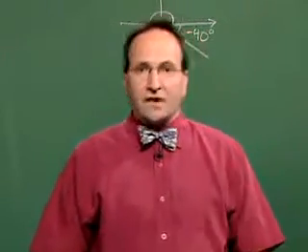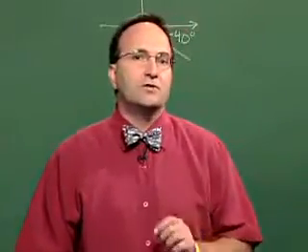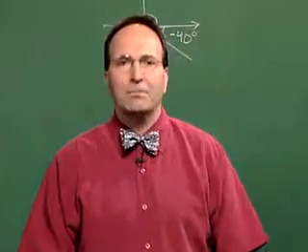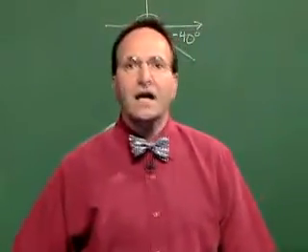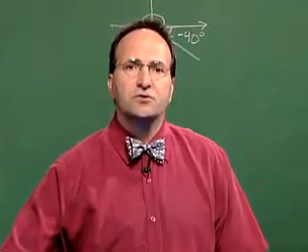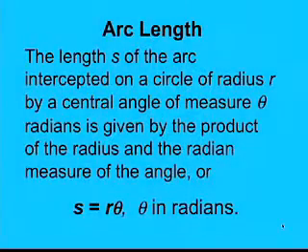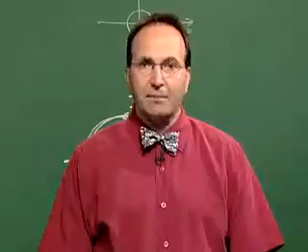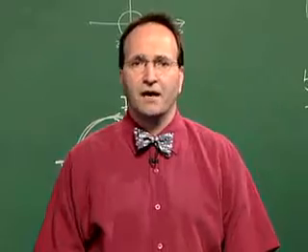All right, the next thing we're going to discuss is finding arc length, and that'll lead to solutions of all types for very interesting application problems. First, we will define arc length and then use the definition to solve application problems. The length S of the arc intercepted on a circle of radius r by a central angle of measure theta radians is given by the product of the radius and the radian measure of the angle. Or, in mathematical terms, S is equal to r theta, where theta is measured in radians. Let's do an example in which we use this definition of arc length.